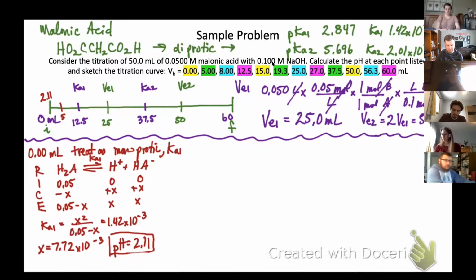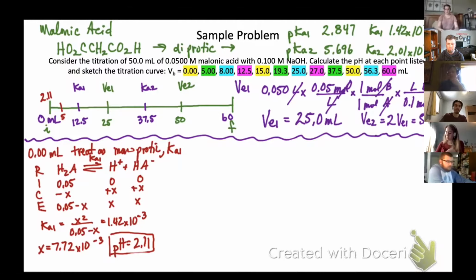How about at volumes 5 and 8, groups 2 and 3? What did we do? I can explain it. So what we did is we calculated the moles of our HA, so we took 50 milliliters of 0.05 molar malonic acid, and we figured out how many moles we have of that. And then we also figured out how many moles of NaOH we have.